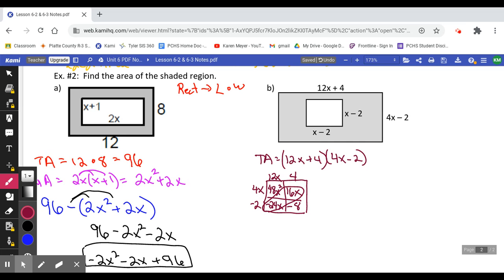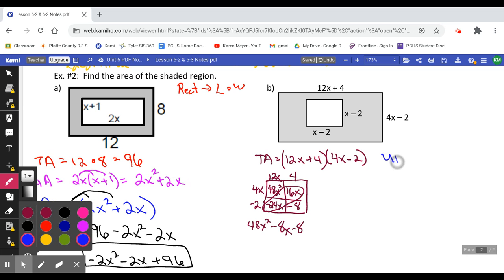Then make sure you combine your like terms. So we're looking at 48x squared. And then you've got 16x minus 24x, and that is negative 8x minus 8. Okay, now that's just for the total area. Now the next thing we have to do is go through and find the unshaded area. So my unshaded area, well, that would be x minus 2 times x minus 2.